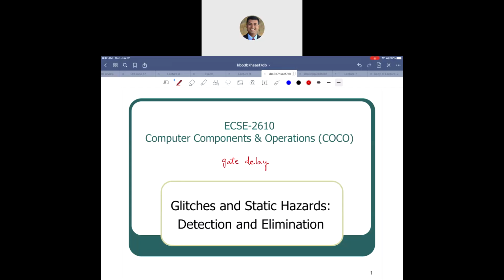So we'll take a look at glitches and static hazards. We will be focusing on their detection and their elimination. So for elimination, we will be focusing on a specific type of static hazard. We will be focusing on static hazards for elimination, but we will take a look at how to detect various other types of hazards as well.